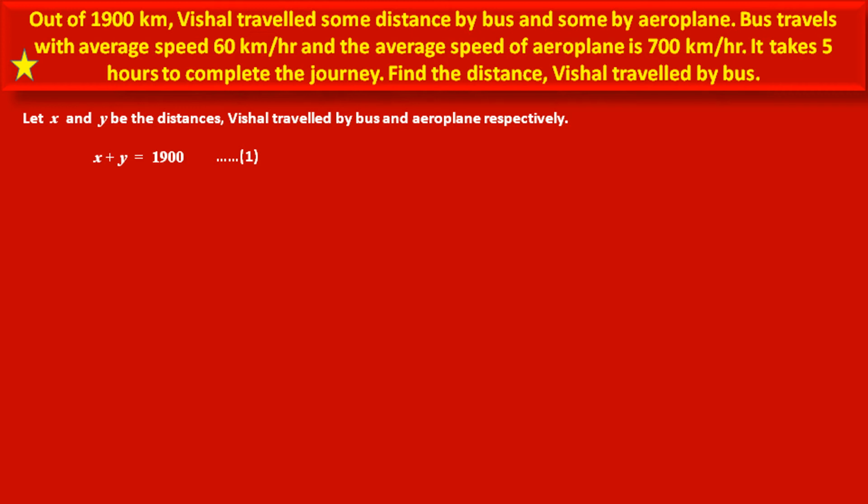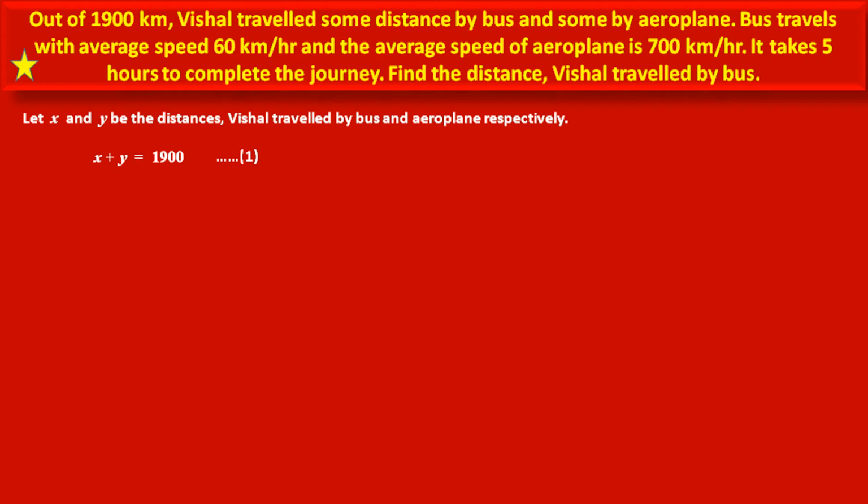Now to find the second equation we have to use one formula of physics. You know the formula of speed. Speed is equal to distance upon time. By changing it, we can find the formula for time. Time is equal to distance upon speed.